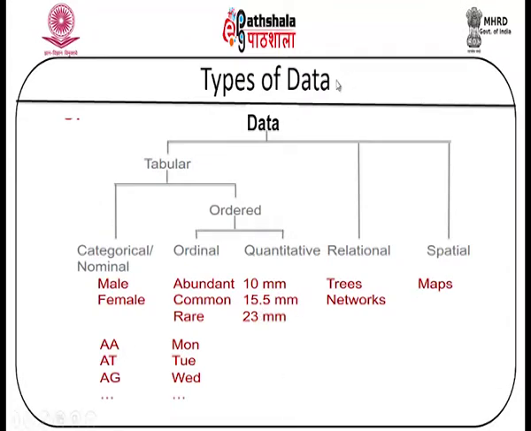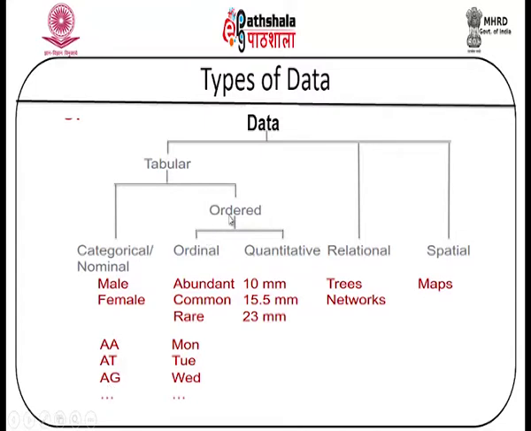We can also see that the types of data can be broadly classified as tabular data, ordered data, relational data, or some kind of spatial data. In the case of tabular data, we can once again divide the data into two different types, that is categorical or nominal data, or the data can be in some ordered format. In the case of categorical or nominal data, nominal usually represents names. We try to represent them by names. For example, male and female is a good example of a nominal data set. Similarly, there can be different categories like AA, AT, AG. These can represent different categorical data sets as such.